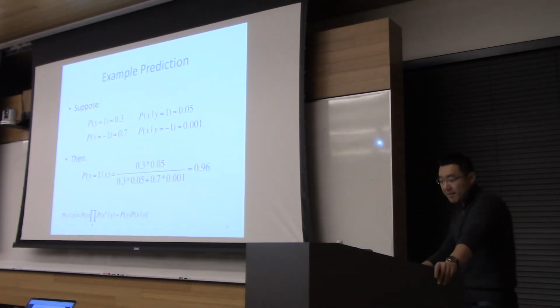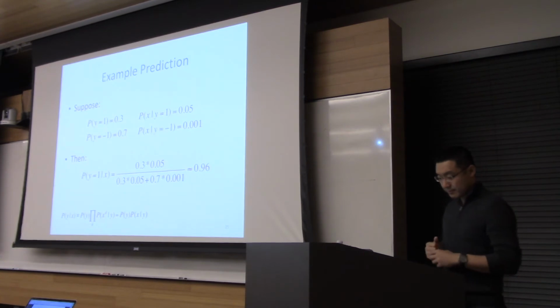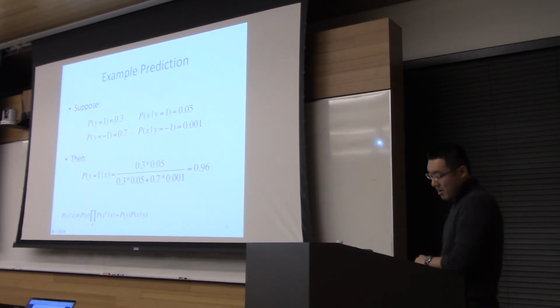So here's just an example, right? If we want to compute P of y equals 1 given some specific x, we just apply Bayes' rule, and these were some of the numbers that we can compute. These are sort of the product over all the possible x's. I just pre-computed that for simplicity, and we get a number that looks like this.